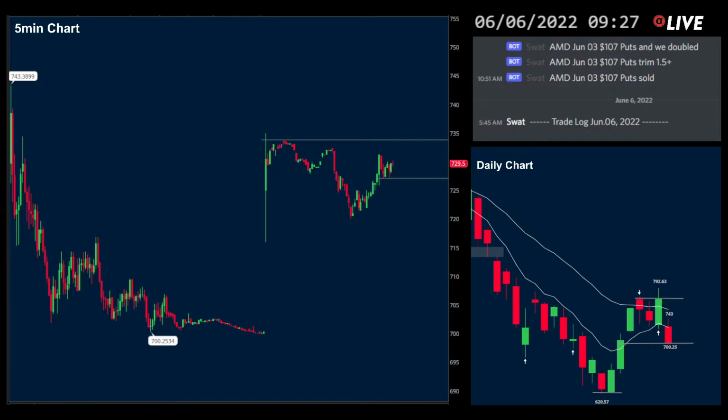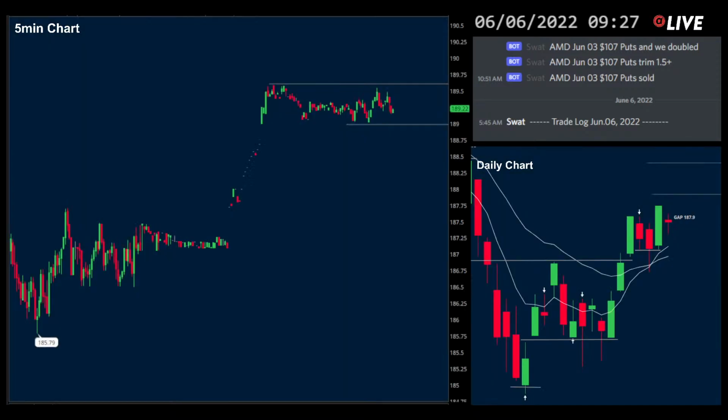IWM, it's gapping up this morning, okay, at 189. I want to see if they are able to fill the gap. It has a big gap, so 189 is my support level. If it breaks down below 189, I'll be looking to fill the gap at 187.9. If it holds 189 and if it goes above 190, 190 is the supply zone. If it goes above, it can squeeze all the way into 193, 194. That's the biggest supply zone ahead.